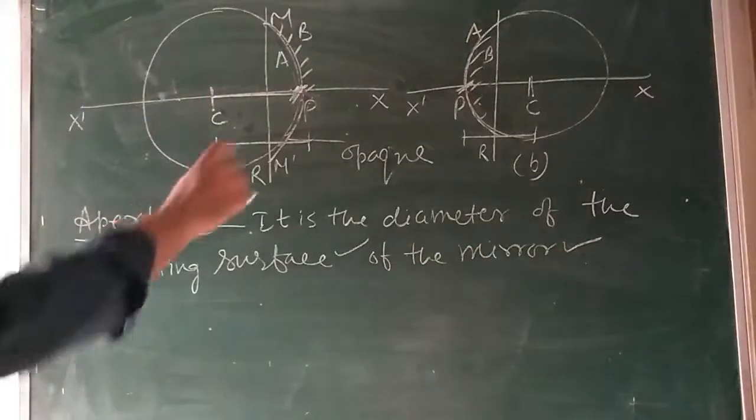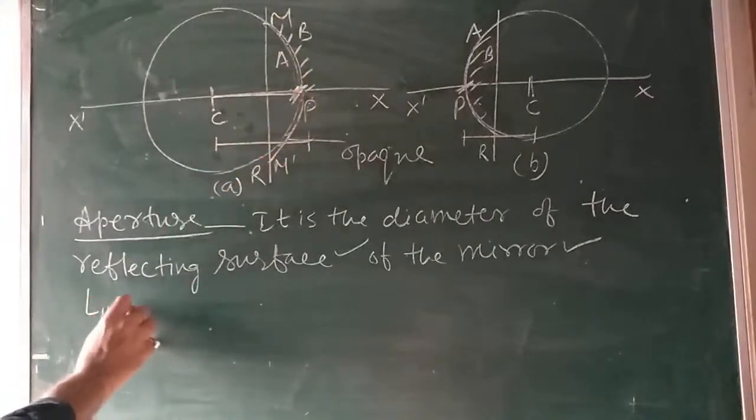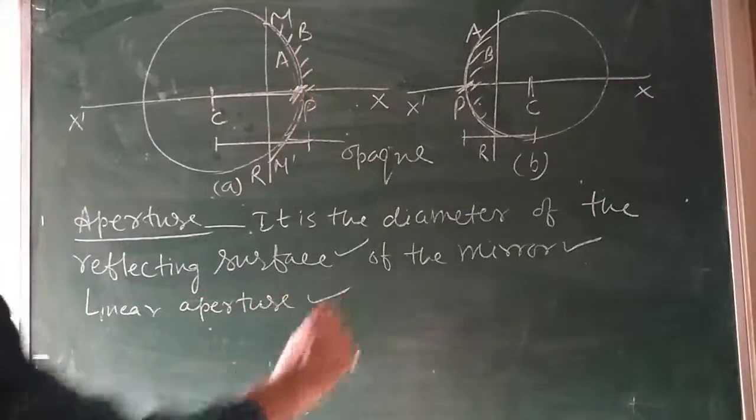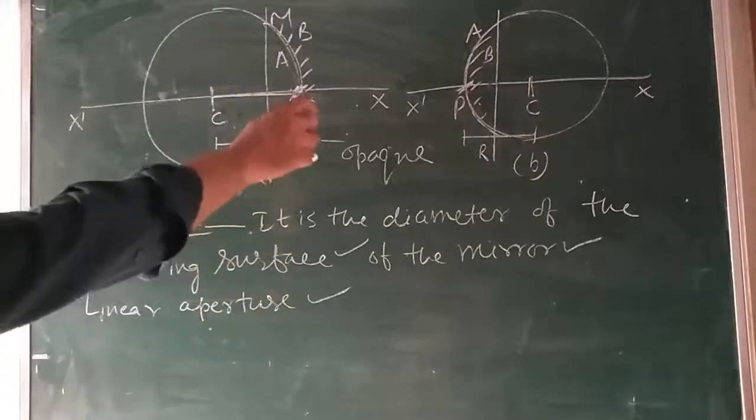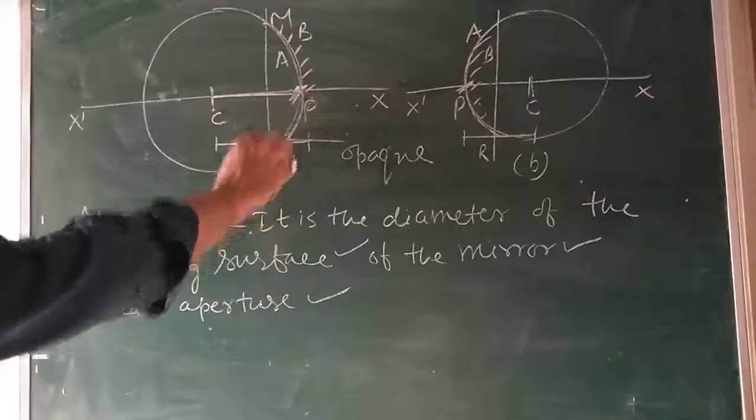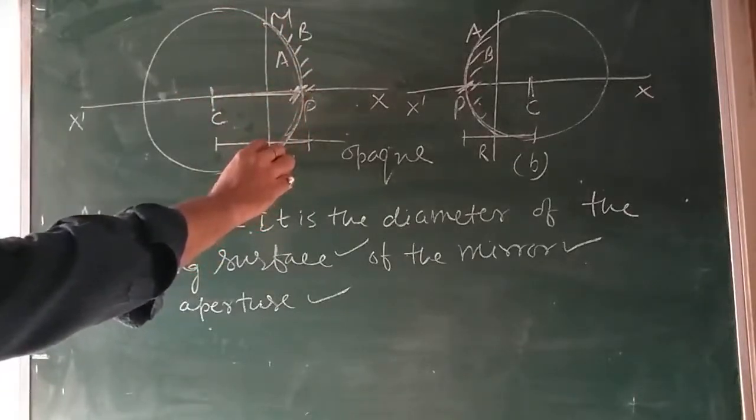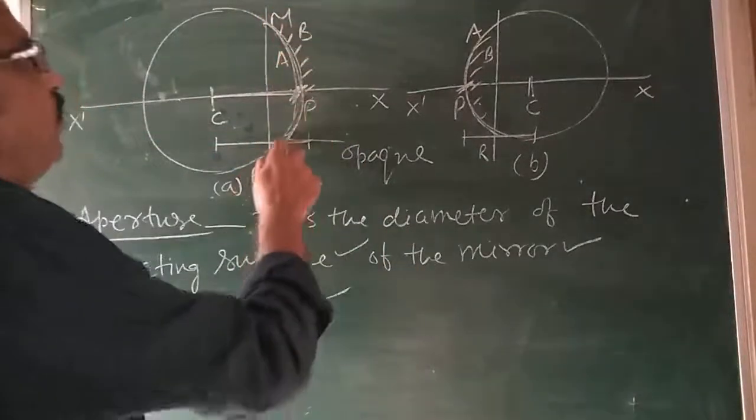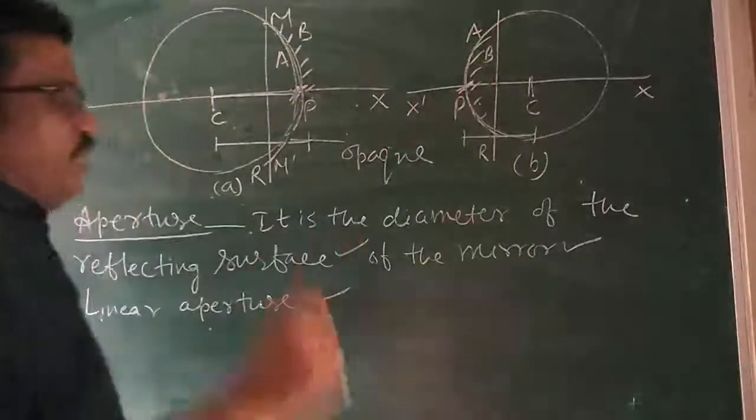It is also called linear aperture of the mirror. Or I can say it is a portion of the mirror. See this mirror. It is a portion of the mirror from which the reflection of light actually takes place. From this particular area, light will be reflected here. So this also I can say.